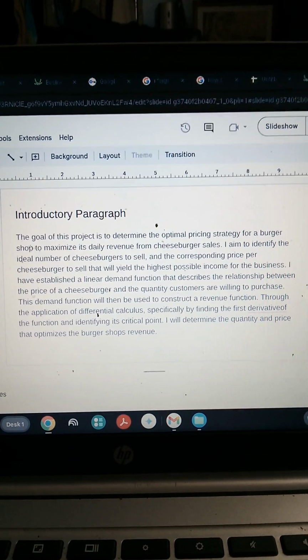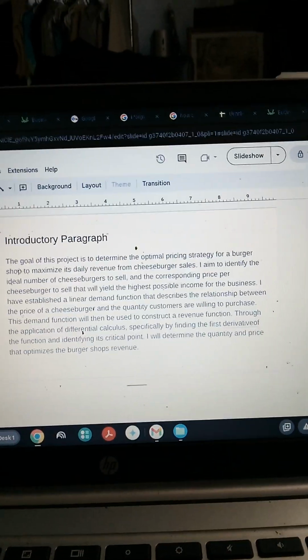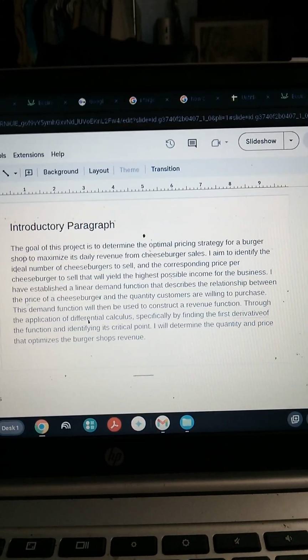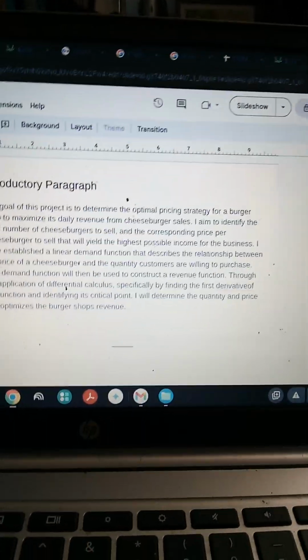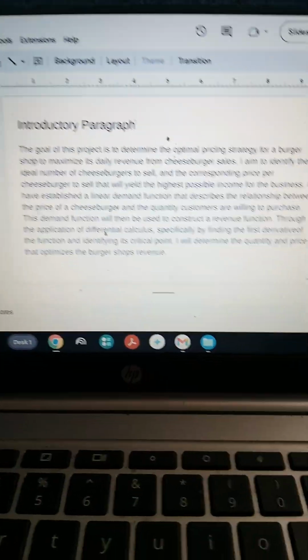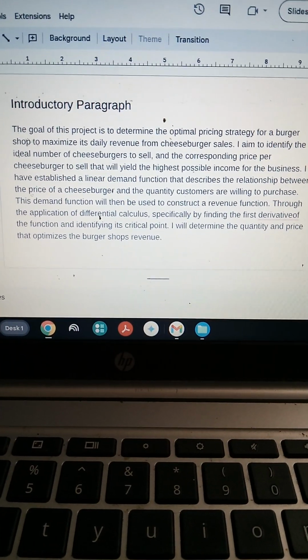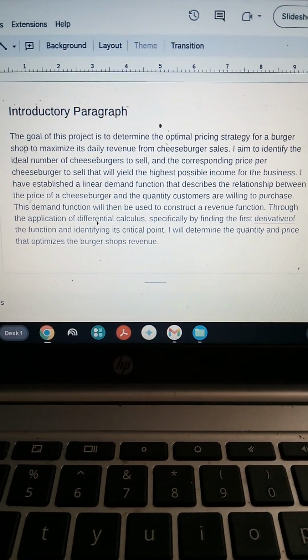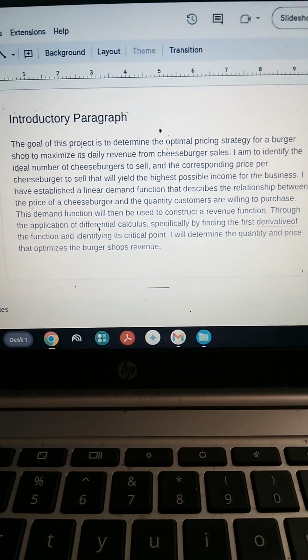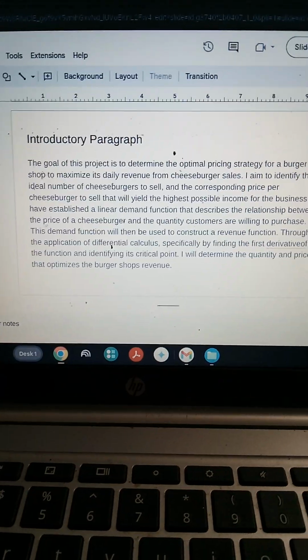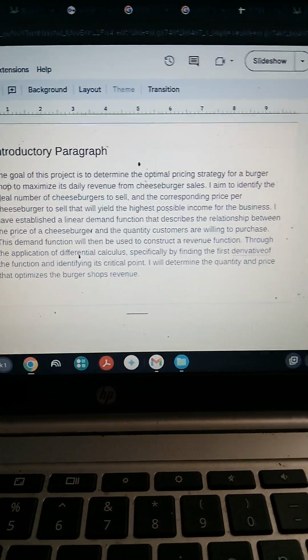The goal of this project is to determine the pricing strategy for our burger shop. The goal is to maximize its daily revenue from cheeseburger sales. In this project, I aim to identify the ideal number of cheeseburgers to sell and a corresponding price per cheeseburger to sell that will yield the highest possible income for the burger shack.